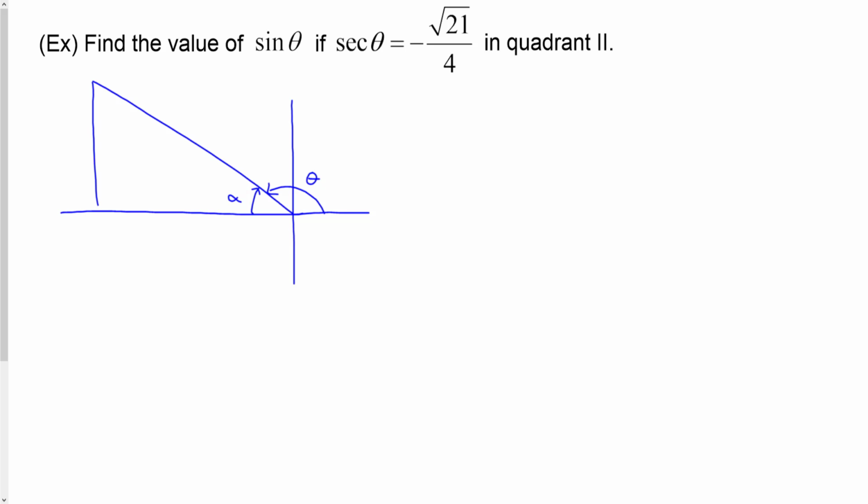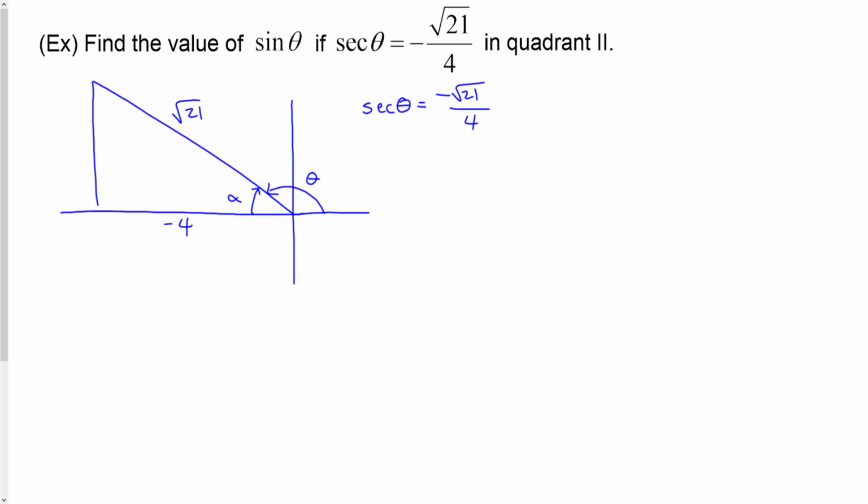And I know that secant of theta is equal to negative square root of 21 over 4. Now, secant is 1 over cosine, and cosine is the adjacent over the hypotenuse, which means secant is going to be the hypotenuse over the adjacent side. So it's going to be square root of 21 over negative 4.